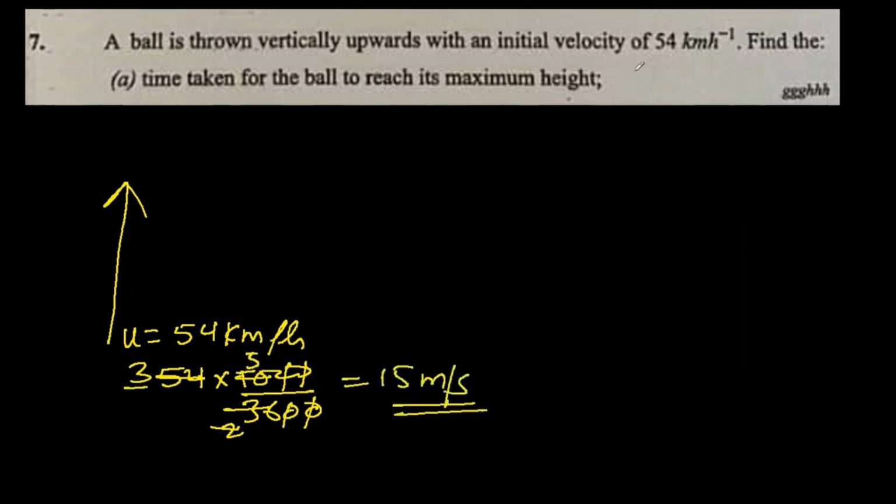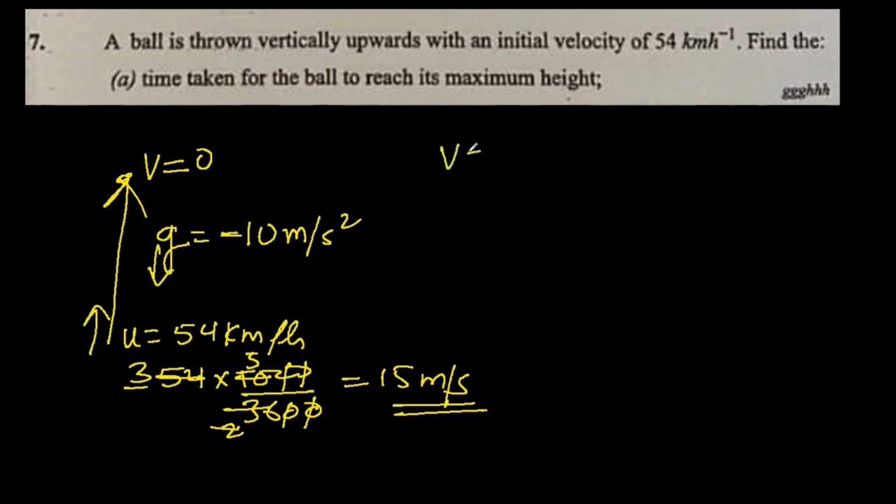Find the time taken for the ball to reach its maximum height here. So basically at maximum height, we know that the ball goes and stops and then turns back and falls down. So we know that V is 0. We know the acceleration, which is g in this case, downwards, minus 10 meters per second square, because it is being thrown up and acceleration is downwards. That's why I wrote minus here. So now we can find the time.